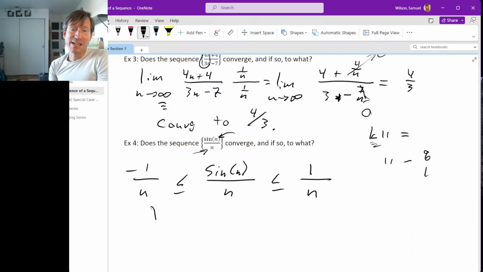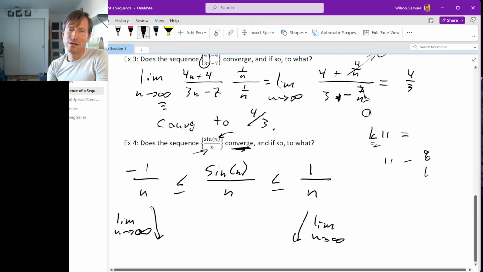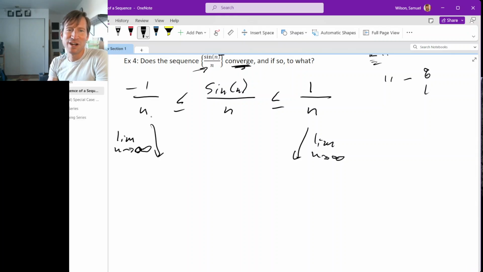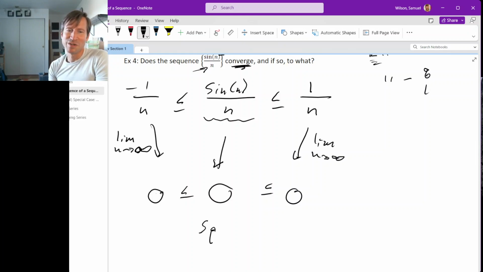Okay, now you probably know what's coming next. Now we can think about the limit as n goes to infinity because our whole goal, to decide on convergence, is to know what happens to the limit of the sequence as n goes to infinity. So on these two sides, if we take the limit as n goes to infinity, well, on the ends, minus 1 over n as n goes to infinity, that's 0. And 1 over n as n goes to infinity, that's also 0. But the sine n over n is trapped in between these two. And so its limit has to be between 0 and 0. That means that it's 0, right? This is our old friend, the squeeze theorem.